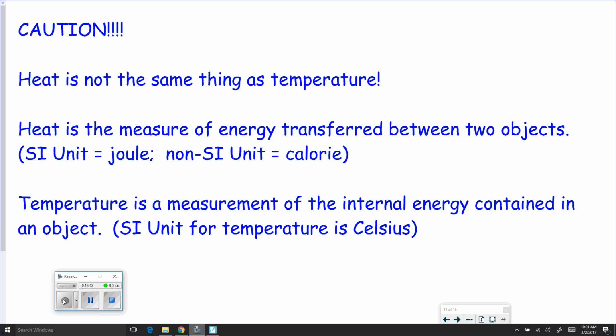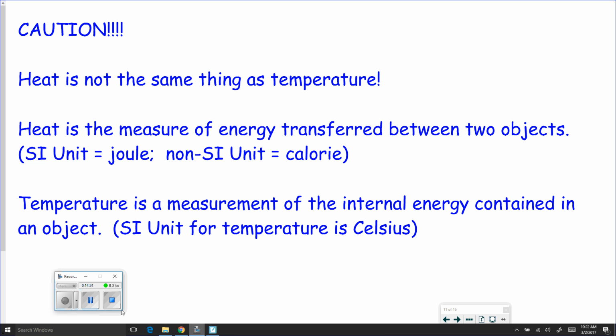So I promised I was going to say this again, and here I am saying it again. Heat is not the same thing as the temperature of an object. Heat is the measure of the energy transferred between 2 objects, and those 2 objects are different temperatures themselves, or have different amounts of internal energy. Heat is a measure of energy transfer, so the heat's unit is the joule in SI units, and we know the unit for heat in the standard measurement units of calorie, which we dealt with in the Power Lab.